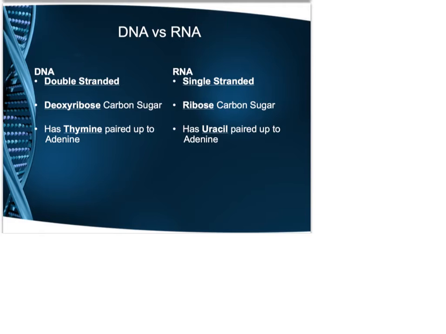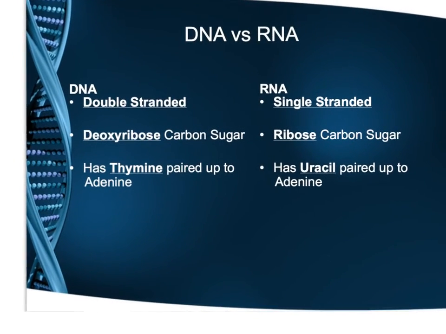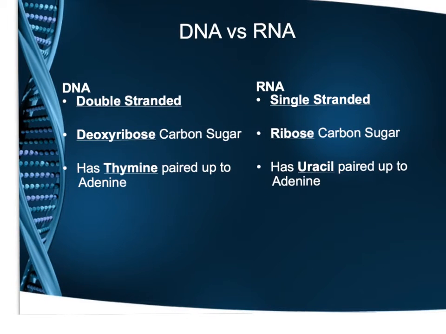Give me 1 second here, and I need to make my slide a little bigger. So here you go. Basic differences here is that DNA is double-stranded versus RNA is single-stranded. RNA also is not a helical shape. It doesn't have that spiral shape. The other big difference is DNA stands for deoxyribonucleic acid. RNA stands for ribonucleic acid.